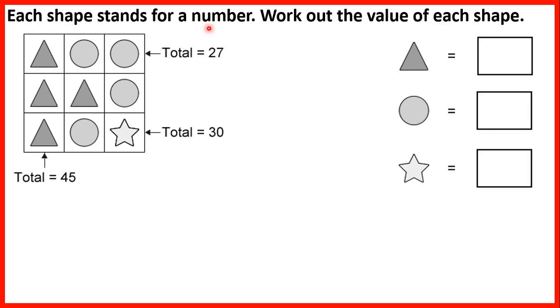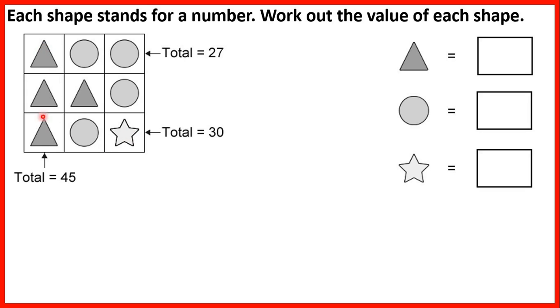Each shape stands for a number. Work out the value of each shape. So here we have a triangle and 2 circles, and that gives a total of 27, but we can't work out the value of the triangle or the circles from that because there are many possible solutions. Now we have a triangle, a circle and a star, and that gives a total of 30. But again, there are lots of possible different answers.